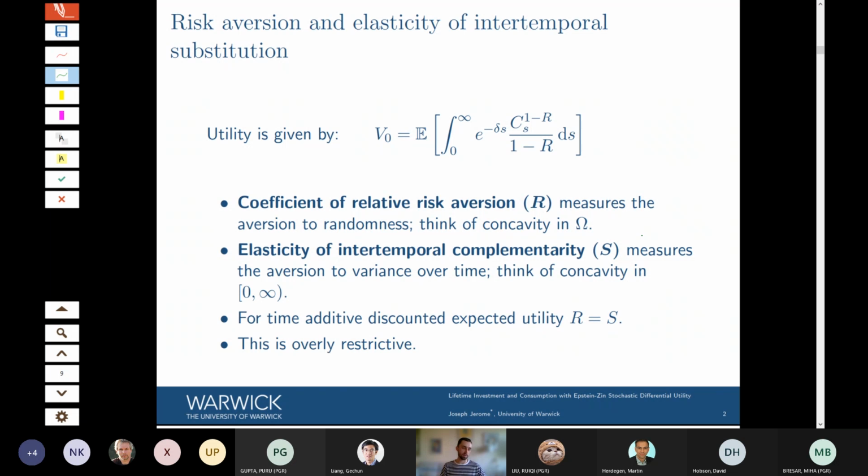And this is too restrictive. We ideally don't want to do this. So there's not really any reason to think why an agent's preferences over risky consumption streams should be linked to their preferences over deterministic consumption streams that vary through time. So what we want to do is try and control for these two things separately, and that's what stochastic differential utility is hopefully going to allow us to do.